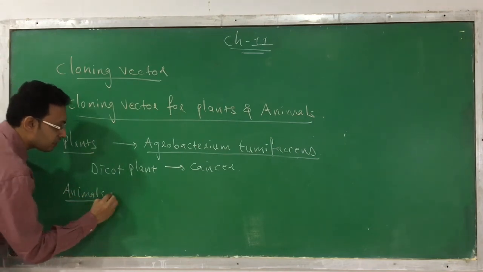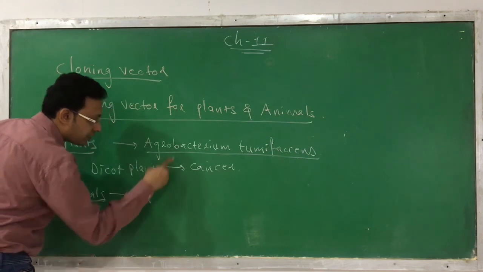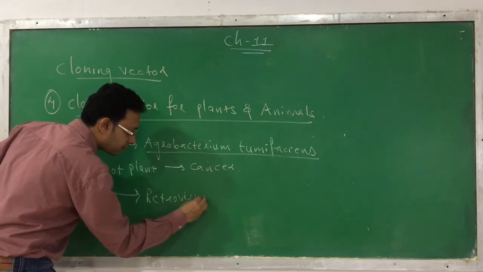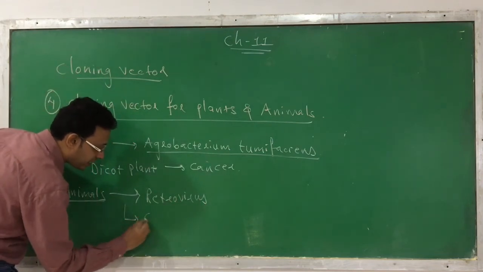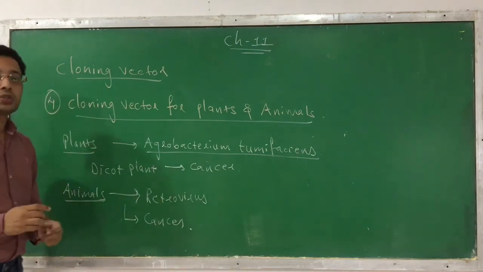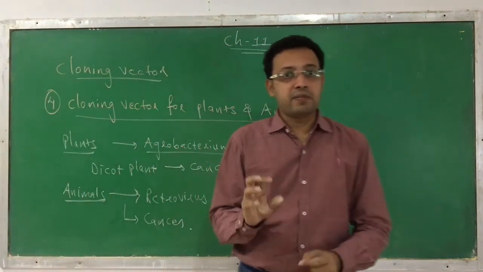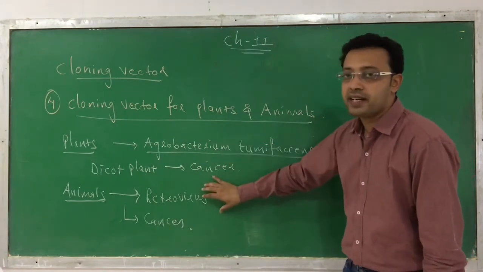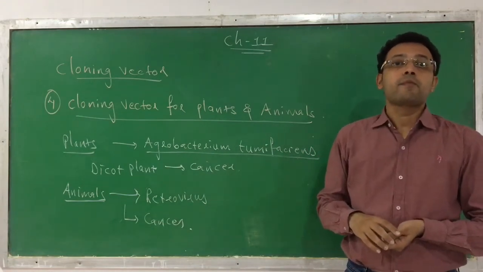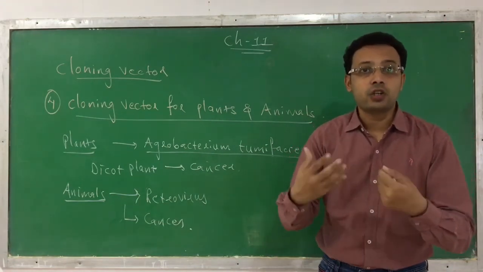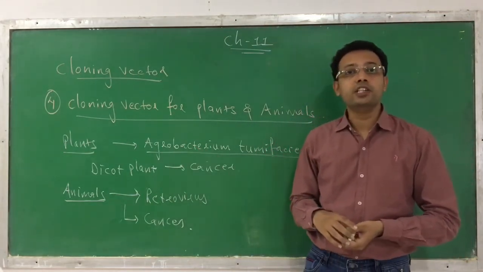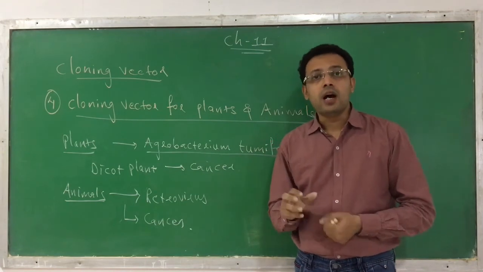In animals there is a virus; this one is a bacterium, this is a virus. A retrovirus also converts a normal cell into a cancerous cell. So here you see that the cells are normal, but when infected by bacteria or viruses, in plants and animals respectively, the normal cell converts into a cancerous cell. It means they are converting it into a tumor, so we can also call it tumor inducing.